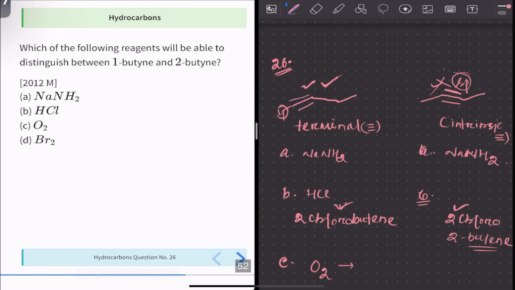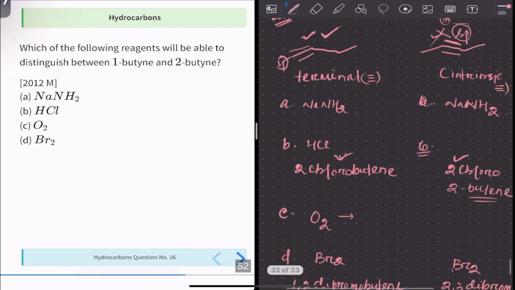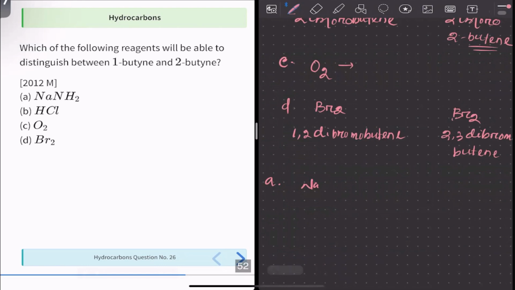But this second compound, that is 2-butyne, doesn't have an acidic hydrogen. That's why it won't react with NaNH2. So we can distinguish between these compounds this way, by the reaction of NaNH2 with alkynes. Okay, so option A is the correct answer.